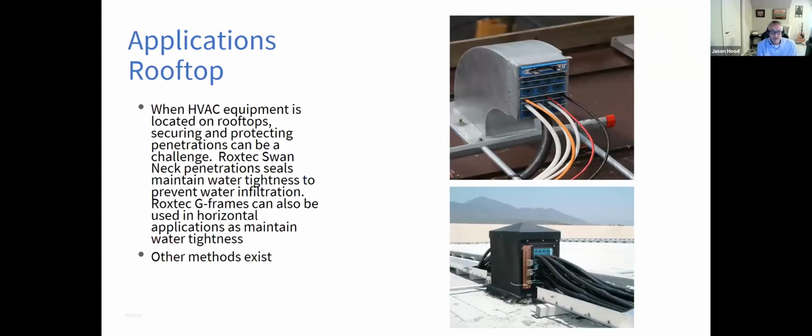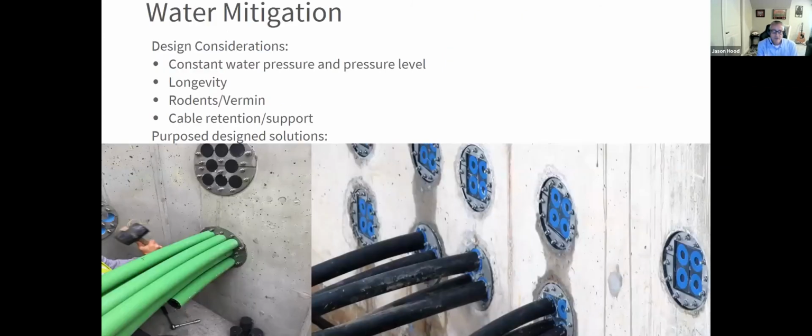Another possible area is rooftop application. So whether it's your HVAC, air handling units, or whatever, the penetration going into the top of the building obviously could be a weakest link. That could be a weak link for you if you're not providing the right type of solution there.